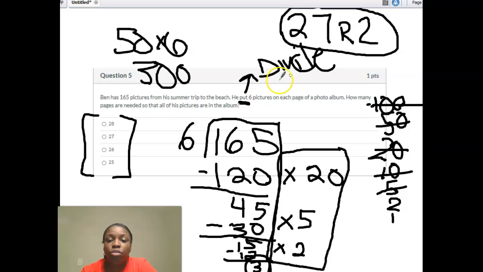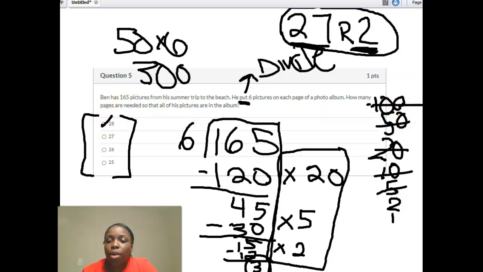So if you look here, you see that there are 27 pages with how many pictures left over? 2 left over. What are you going to do with those 2 pictures? Are you going to throw those pictures away? No, you're not. You're going to have to add another page so these pictures can fit on the page. So instead of 27 pages, if you add one more, you will have 28 pages. So your answer would be A, 28.